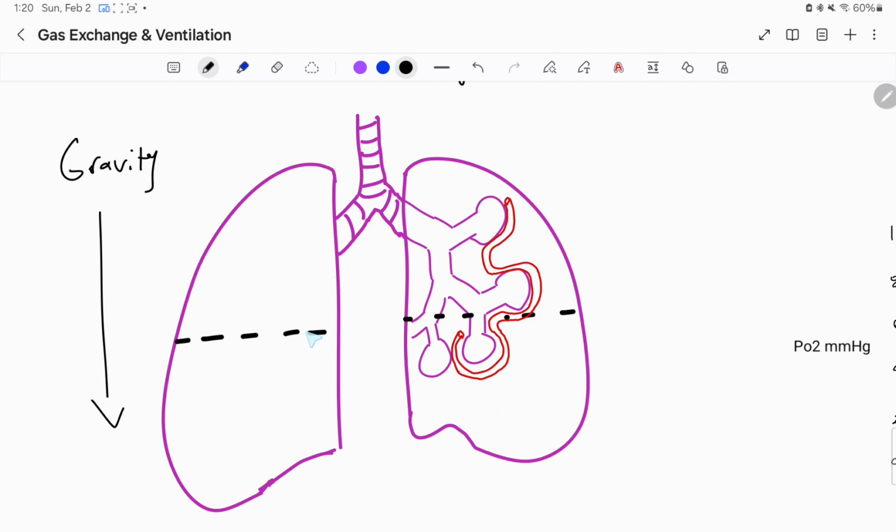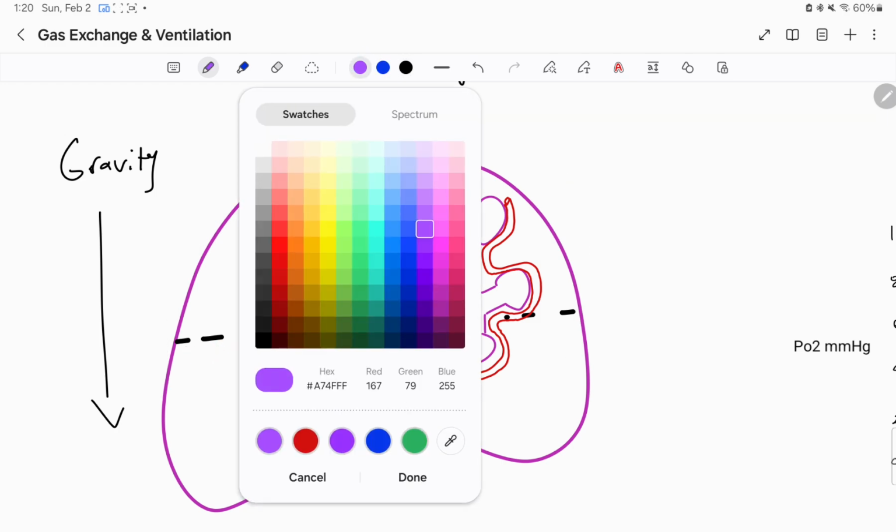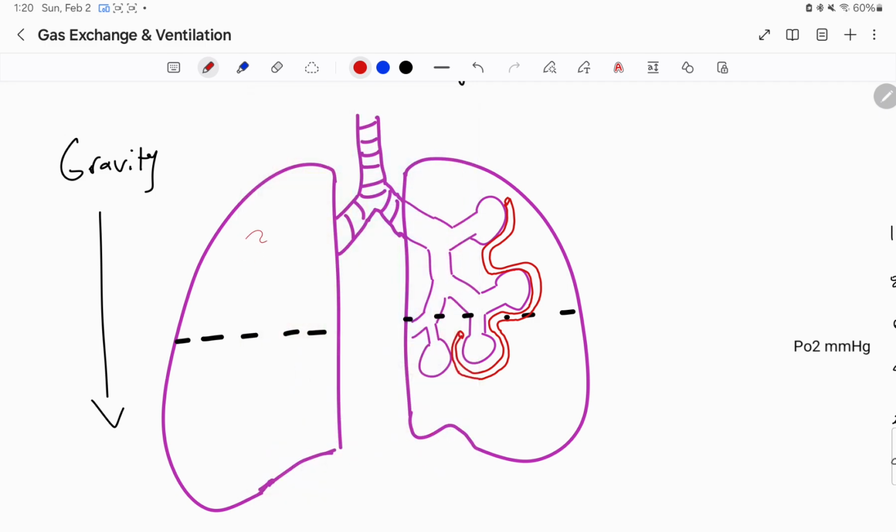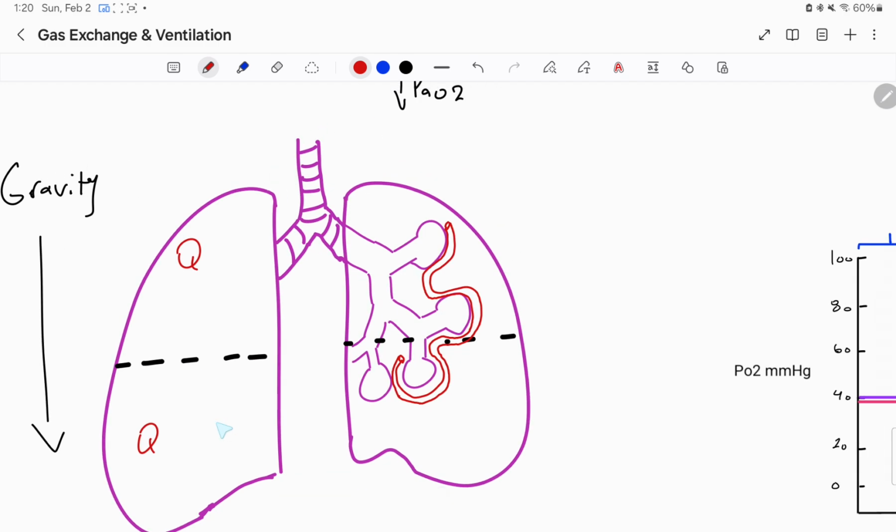Okay, if I were to split it down the middle, which part would you say has the highest perfusion? The top part or the bottom part? Well, since gravity is pulling down, all the blood is going to start getting pulled all the way down to the bottom of this lung and start pooling down here. So this side is going to have a pretty high perfusion, whereas this side is going to have a low perfusion. Okay? But what about ventilation?